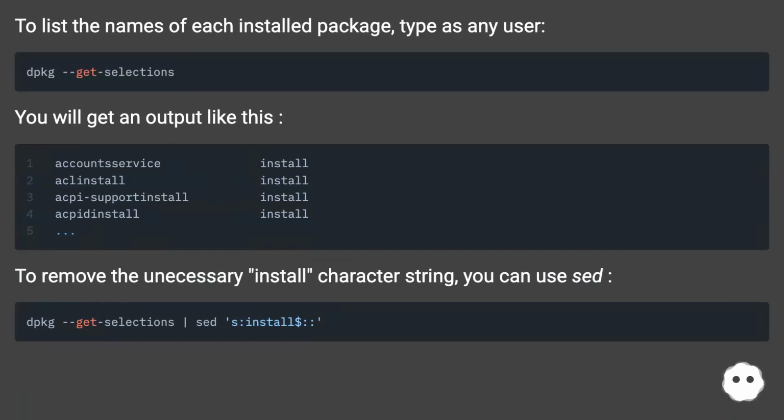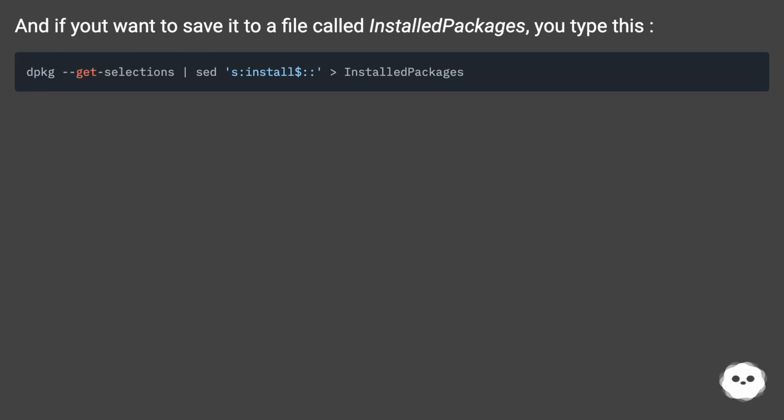To list the names of each installed package, type this as any user. You will get an output like this. To remove the unnecessary install character string, you can use sed. And if you want to save it to a file called installed-packages, you type this.